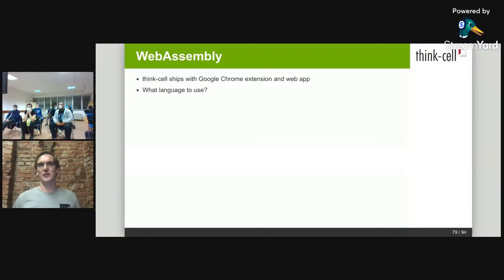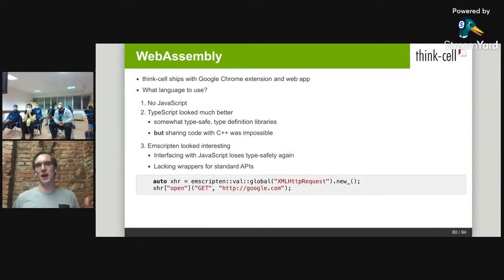But we had to ask ourselves, well, what language do we want to use when we write it? JavaScript was a hard no immediately. And we looked at TypeScript and decided TypeScript looked good. It's type safe, and it has good type definition libraries, so you can type safely interface with other JavaScript libraries. And we wrote the first version in TypeScript. But we found out, of course, that sharing code between TypeScript and C++ is now impossible, and there's always some little code you want to share.